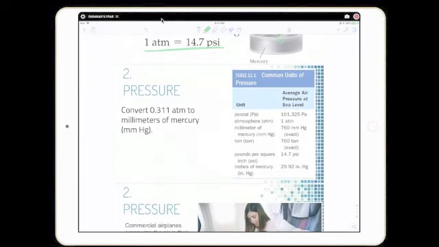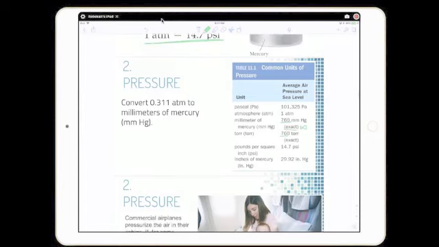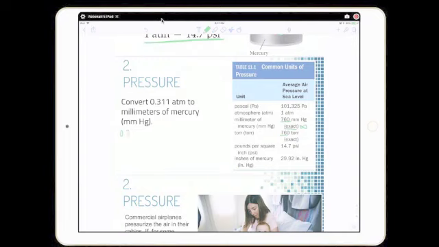Here's another list of these. Note that the 760 is exact. That means infinite sig figs. So let's do some quick math. 0.311 ATM to millimeters of mercury, so I'm going to use this conversion. 1 ATM is equal to 760 millimeters of mercury. That's my conversion, right? Cancel ATM, and I get 0.311 times 760, 236 millimeters of mercury is my answer.